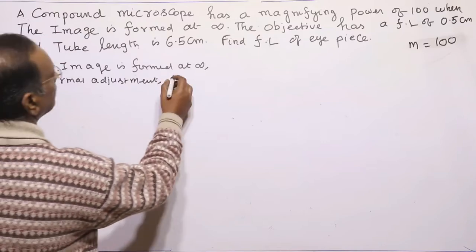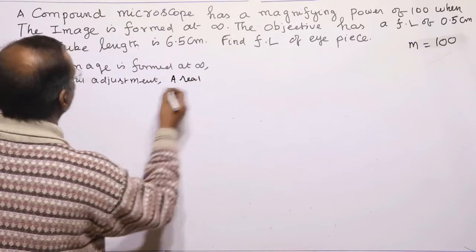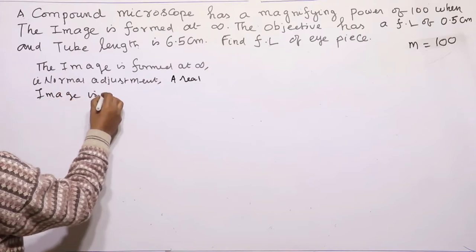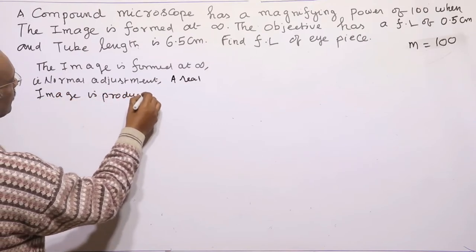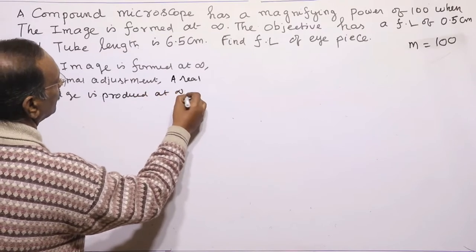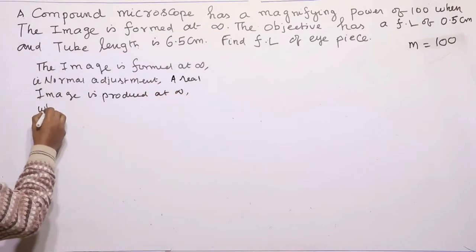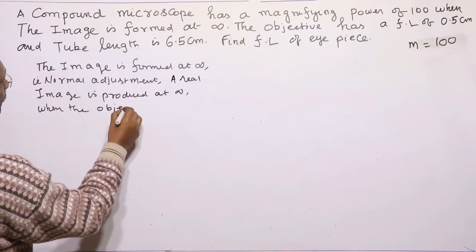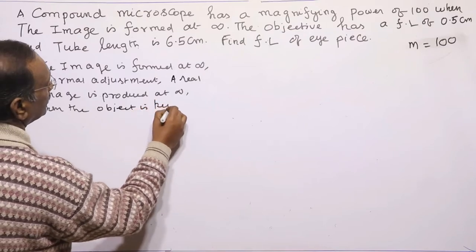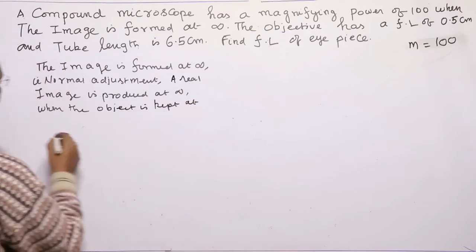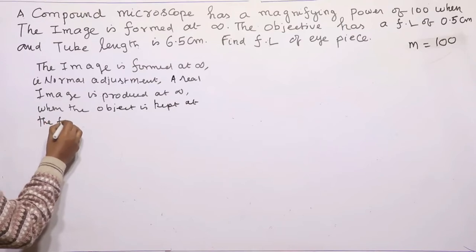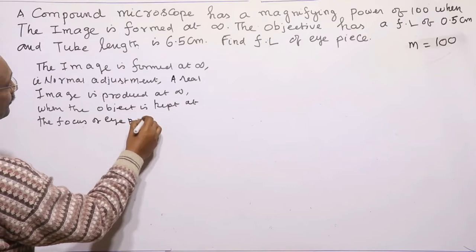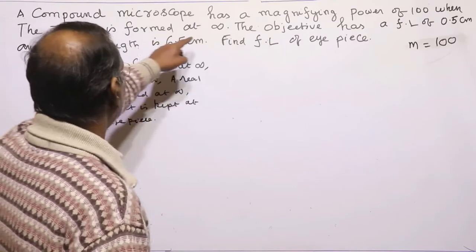It means a real image is produced at infinity only when the object is kept at the focus of the eyepiece. So the image is formed at infinity.